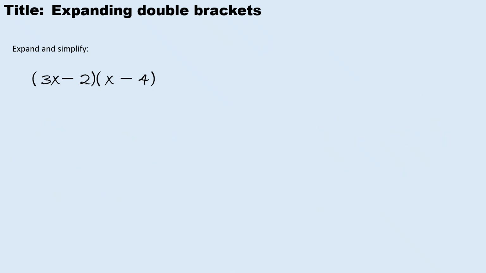Here we have double brackets where our first term in the first bracket is 3x. Again, we write these double brackets as single brackets using the distributive method. So our 3x should multiply everything in our second bracket. Then our minus 2 should multiply everything in the second bracket. Now we have 3x multiplied by x, and that is 3x squared.